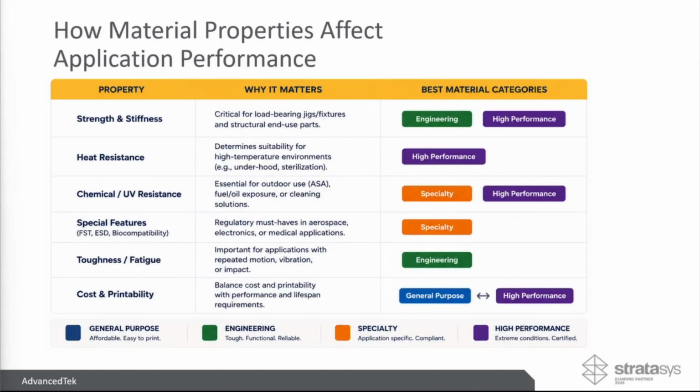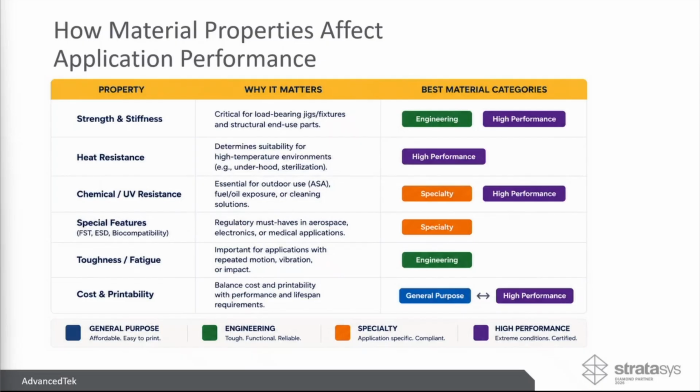Next, we're going to go over how material properties affect application performance. Properties like strength and stiffness are going to be critical for load bearing jigs, fixtures, structural end use parts. You'll probably want to go towards your engineering or high performance materials. Heat resistance usually determines suitability for high temp environments like under the hood or sterilization areas. Probably going to want to use your high performance materials.